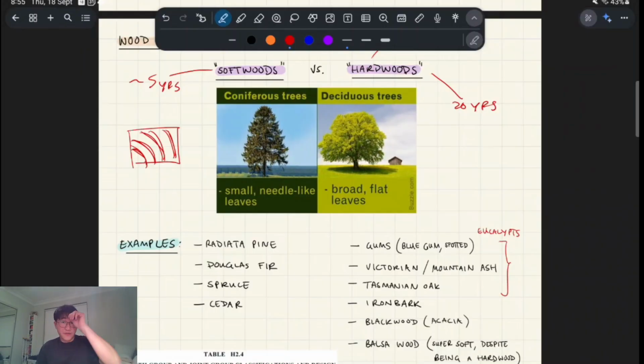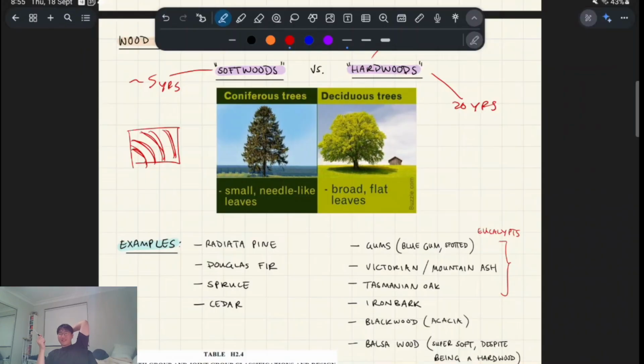And then for hardwoods, these are more specific to regions of the world because they're harder to plant and farm in different conditions. So these are Australian hardwoods that we're talking about. We have gum trees. Common ones that you might see in woodworking are blue gum, spotted gum, that kind of thing. We have Victorian ash or mountain ash or alpine ash, which is a trade name.